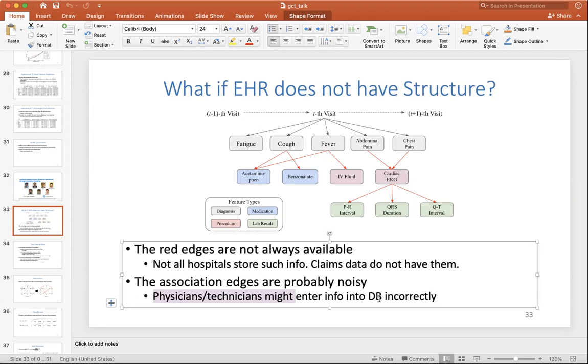So this red arrow information, even though it is very important, is not always available. For example, claims data do not even have this information. And even if it is available in your EHR dataset, it's not always completely trustworthy. You cannot 100% trust it. So that's the problem.